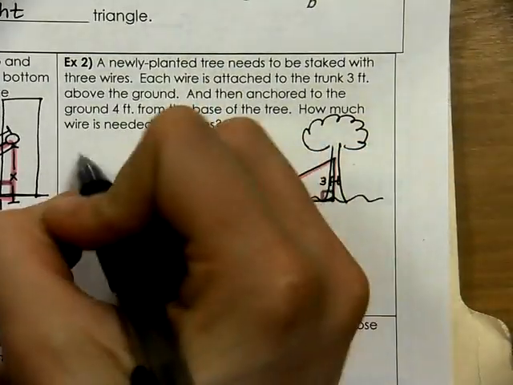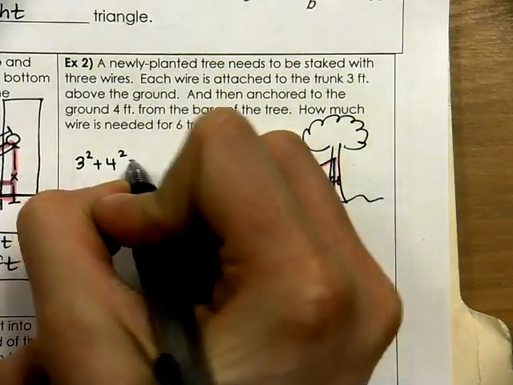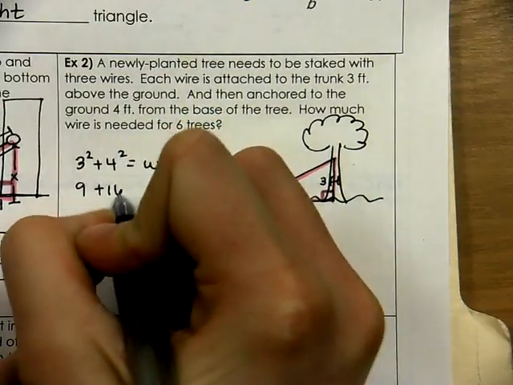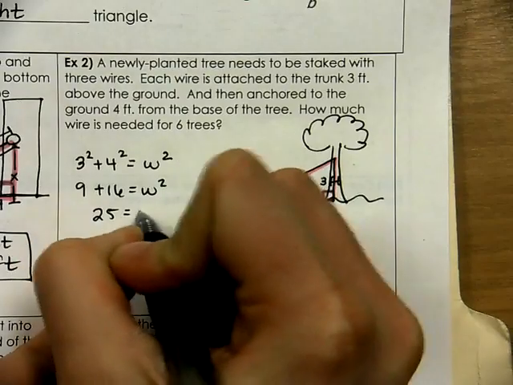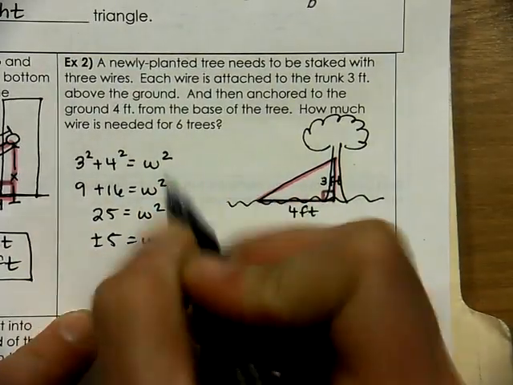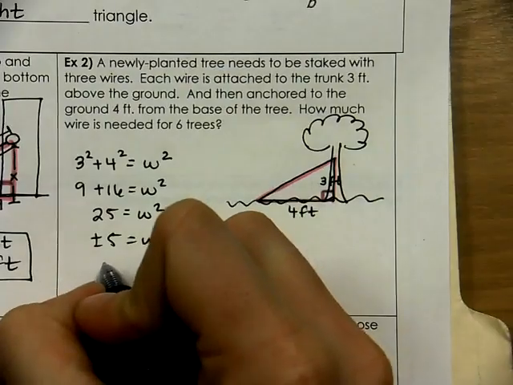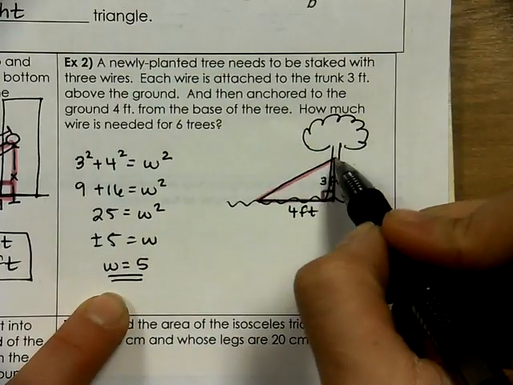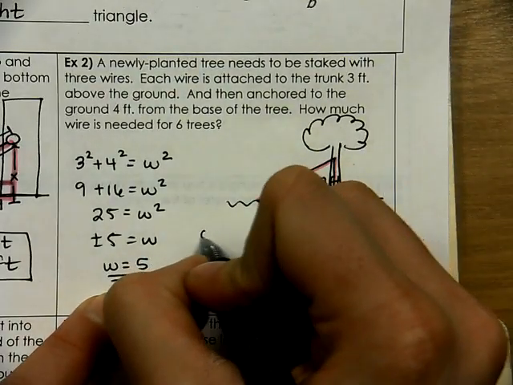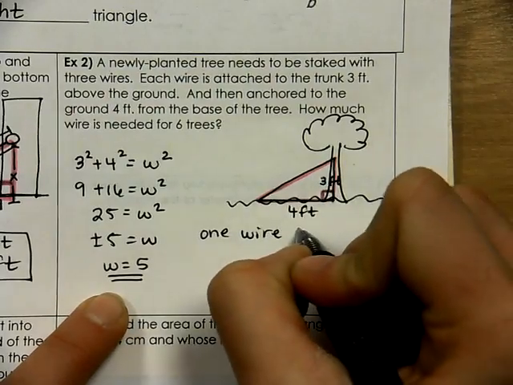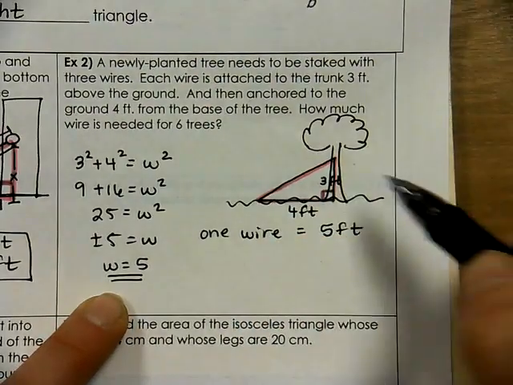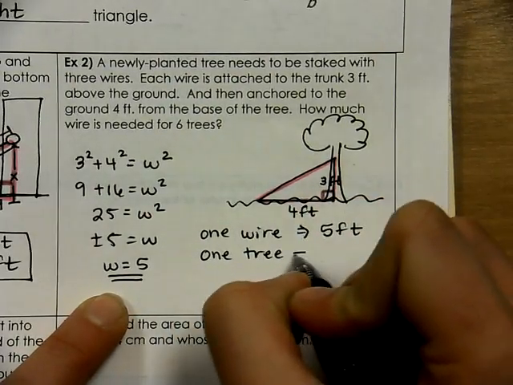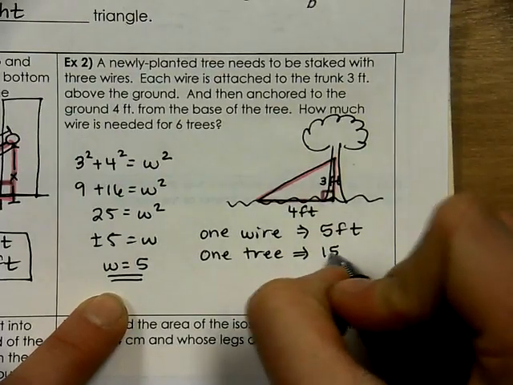So here's my wire. I know that 3 squared plus 4 squared equals the length of the wire squared. 9 plus 16, 25. All right, so W will either be plus or minus 5. Again, it can't be negative, so I know that the length of the wire is 5. So the length of one wire is 5 feet. I need 3 wires for one tree. So one tree will need 3 times that, so 15 feet.